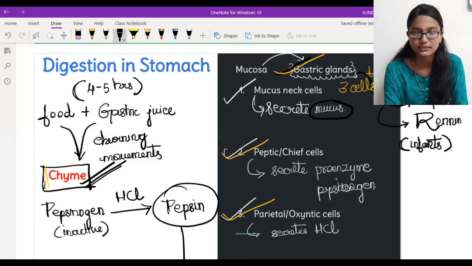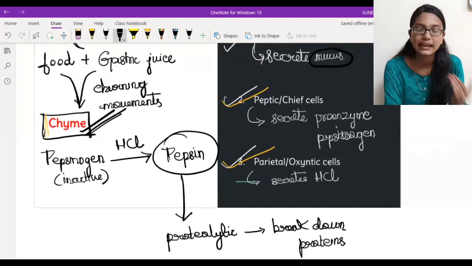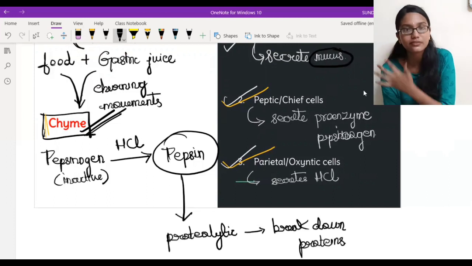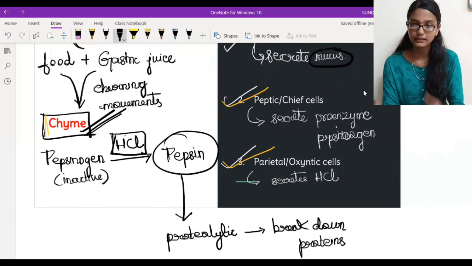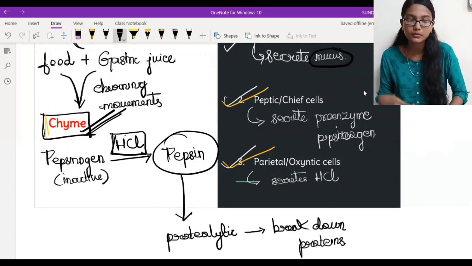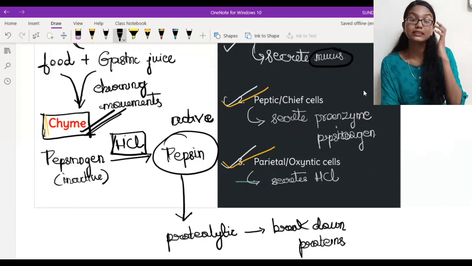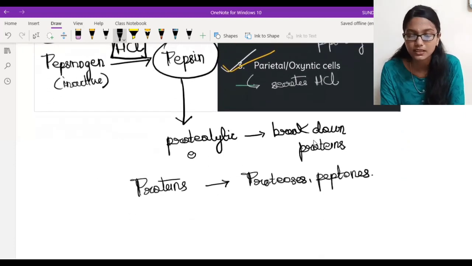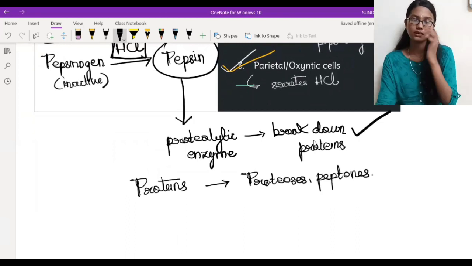Before that, we need to understand the function of pepsinogen and HCl. Pepsinogen, I already said, is an inactive enzyme, so this enzyme has to be activated. Pepsinogen is activated by HCl, hydrochloric acid. Hydrochloric acid in our stomach activates the pepsinogen and it is converted into the active form called pepsin enzyme. This pepsin enzyme is very important. It is a proteolytic enzyme, which breaks down the proteins present in the food.